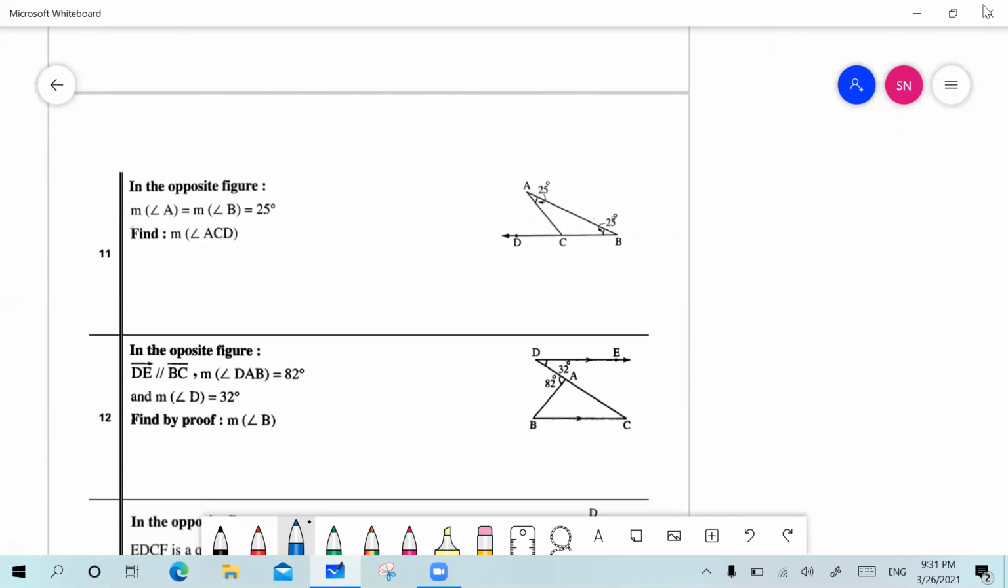Okay, and now let's go for number 11, and I want to find the measure of angle ACD. I want to find the measure of this angle. Yusuf?